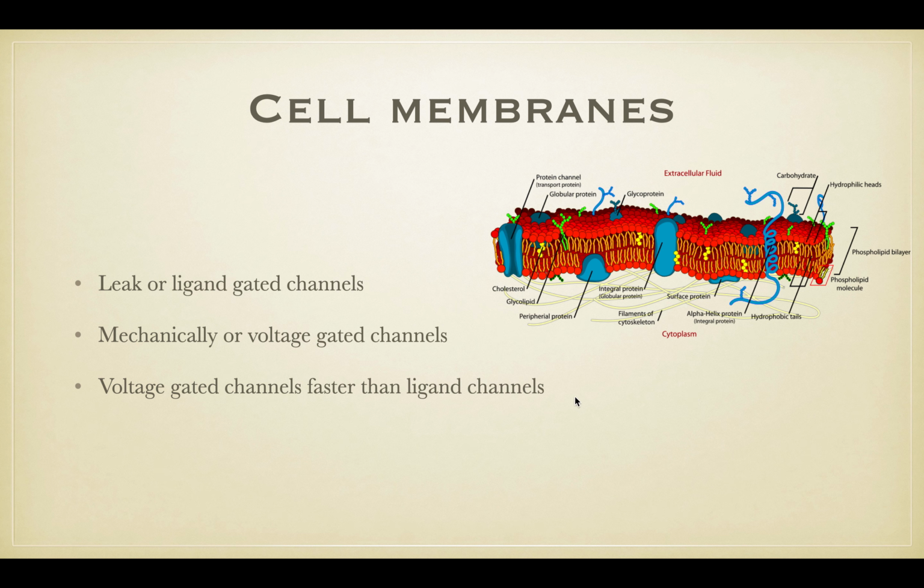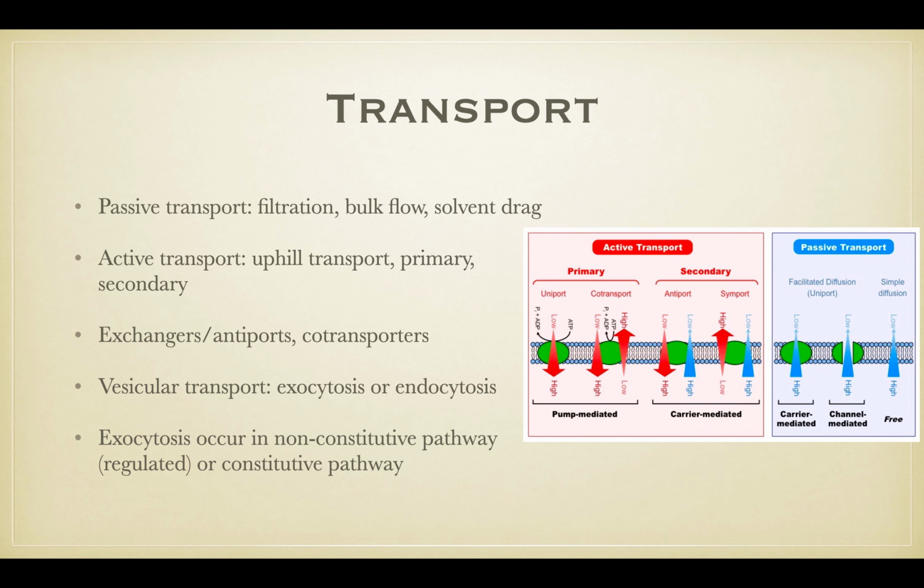So there are leak or ligand-gated channels, voltage or mechanically gated channels, and the important thing to know is the voltage-gated channels are much faster than the ligand channels, but the ligand channels are more specific. So there's all these different types of transport. The only difference is exocytosis can occur in a non-constitutive pathway or a constitutive pathway, so it can be either regulated or unregulated.